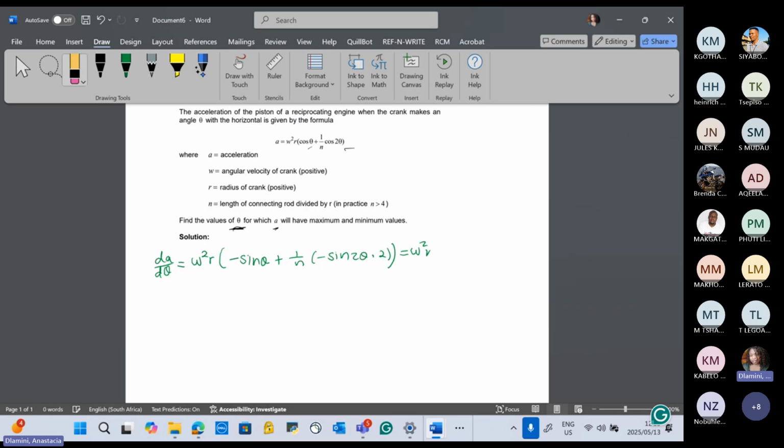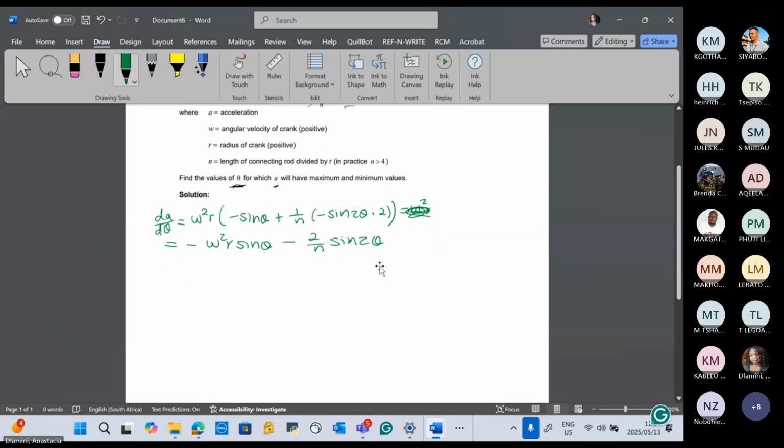Okay, let's see. So this is equal to negative W squared R sine theta minus 2 over n sine 2 theta. Am I right or am I wrong? You're right. Yes, ma'am, you're right. Okay. Then what do I do with this now? What do I do?